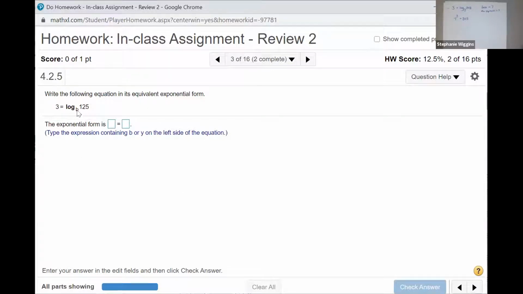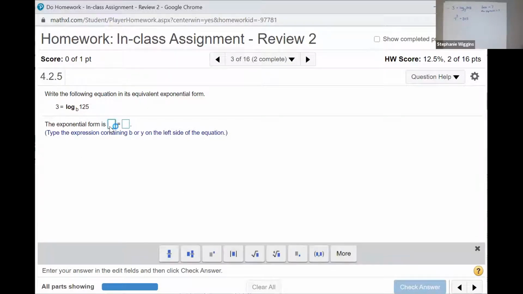Again, the base is on the bottom. This time it's b. We don't know the base, but it's b. The log is the exponent. So 3 is my exponent. So b cubed equals 125.